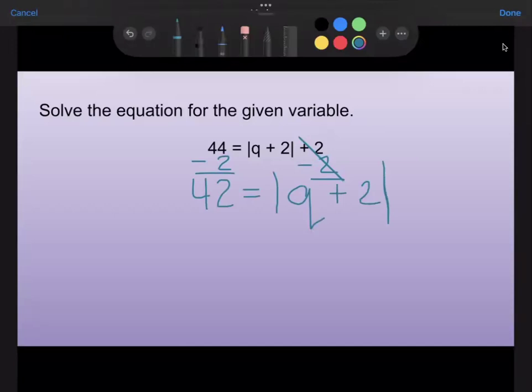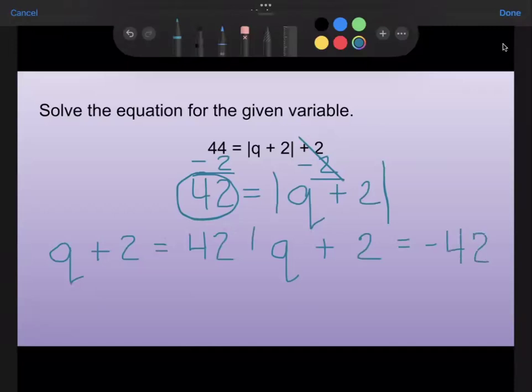So what we can do is rewrite that q plus 2 that's inside and rewrite it twice. So q plus 2 over here and q plus 2 over here. Then I want to take the number that it's equal to and write one that has the positive version and one that has the negative version. So I'm going to make this equal to 42 and this one equal to negative 42. Then I'm going to solve them separately as if they're separate equations, and I'll end up with two solutions.